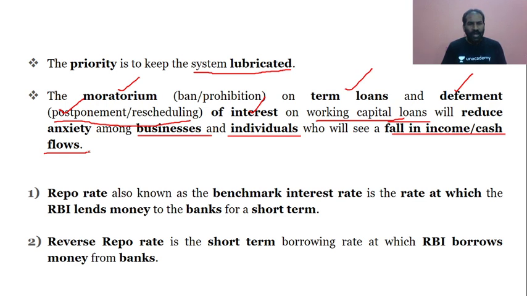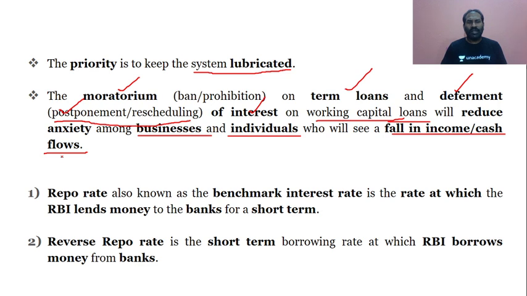the RBI has come up with the prohibition on term loans and rescheduling or postponement of interest on the working capital loans, so that it will make sure that the cash will flow. There will not be any fall or shortage in income for the businessmen or the individuals involved in the business. So the RBI has taken a firm decision that it has come to the rescue of the people, so that there is more money and then there would be enough consumption activity which will take place.